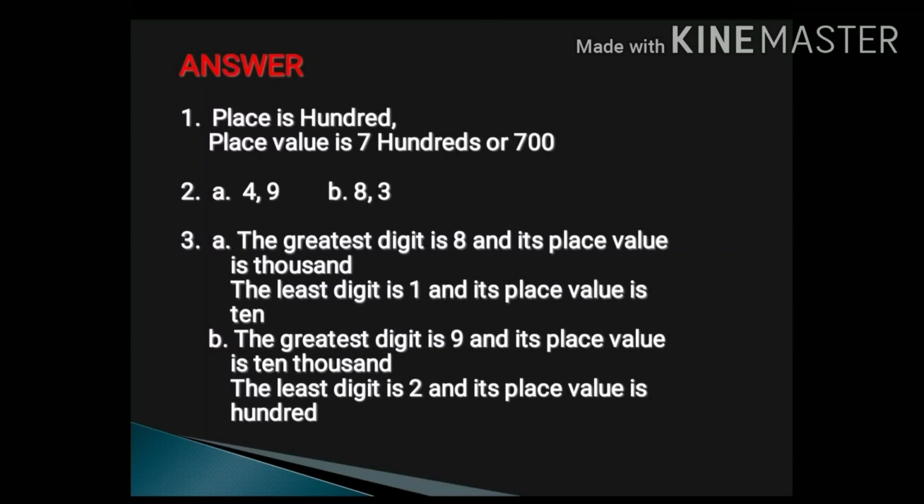The third sum, the greatest digit is 8 and its place value is 1000. The next one is the least digit. The least digit is 1 and its place value is 10. B sum, the greatest digit is 9 and its place value is 10,000. The least digit is 2 and its place value is 100.